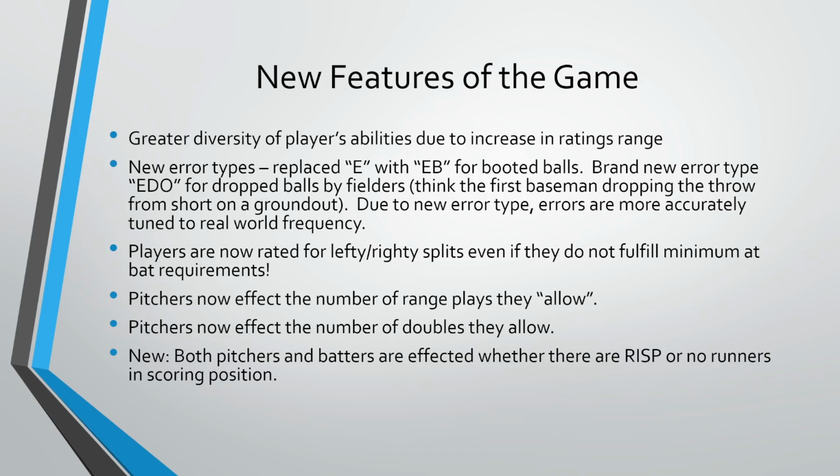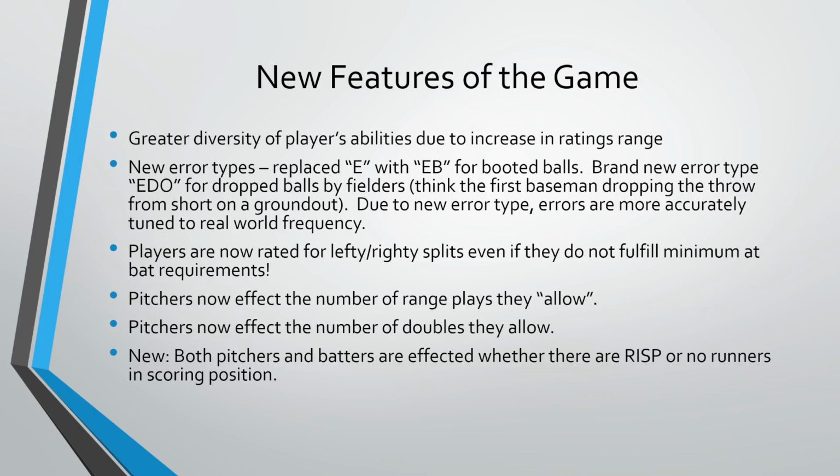So again, another part of the game that's been implemented. And then the bottom line here is due to the new error type of EDO and the replacement of E with an EB, we still have EG, we still have ET, but since we have this additional error type, they're more accurately tuned to real world frequency. No longer does the game have to have an ET hit to the outfielder. It could potentially be a different type of error just because we're not getting enough errors here. So, okay, moving on to the next one.